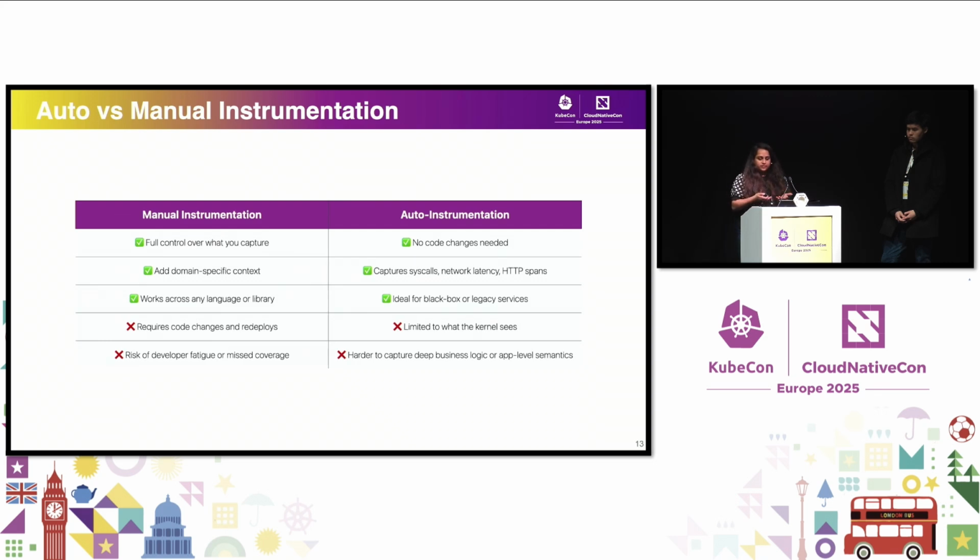So for example, I think Charlie spoke about this. If you are not familiar with an application and you just want to have some more observability into that application, it is great for that kind of use case because you can implement auto-instrumentation at the kernel level and you'll get a lot of information there. And it's also good for legacy services. But the downside is that it's limited to what the kernel sees, and it's harder to capture deep business impact level semantics.